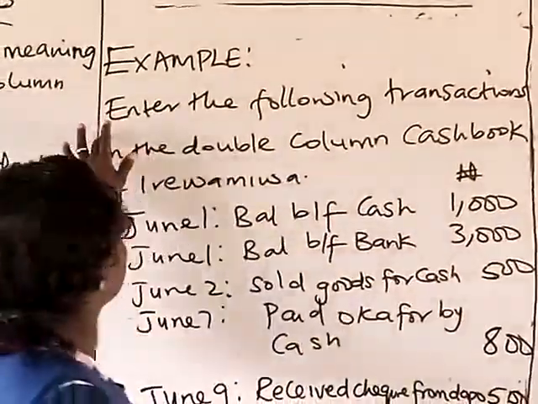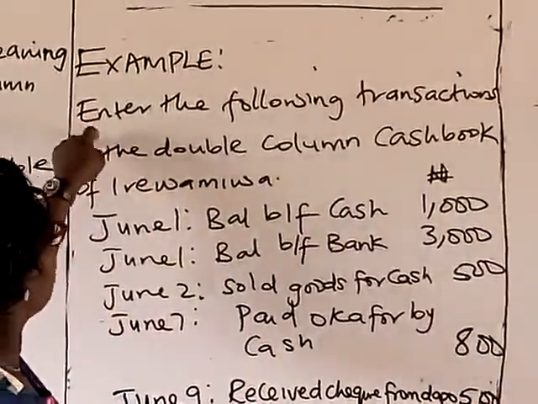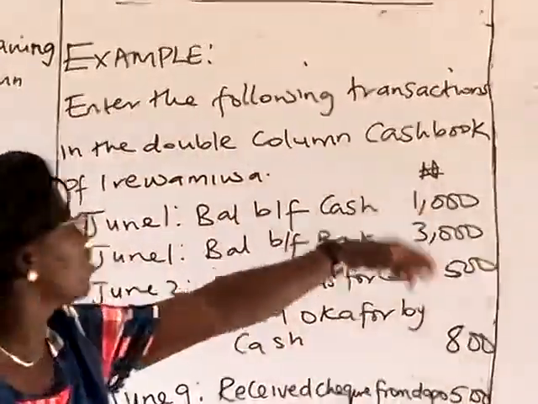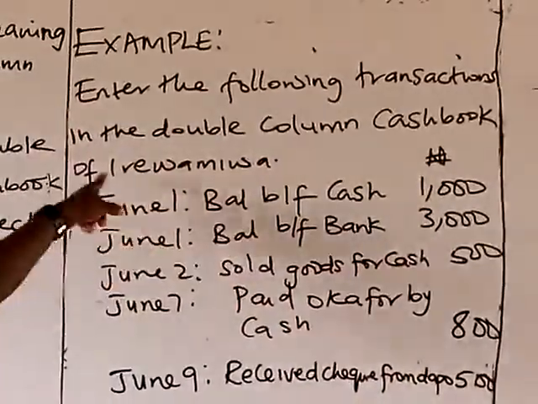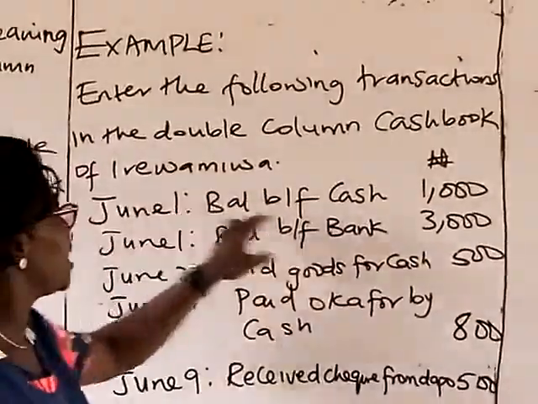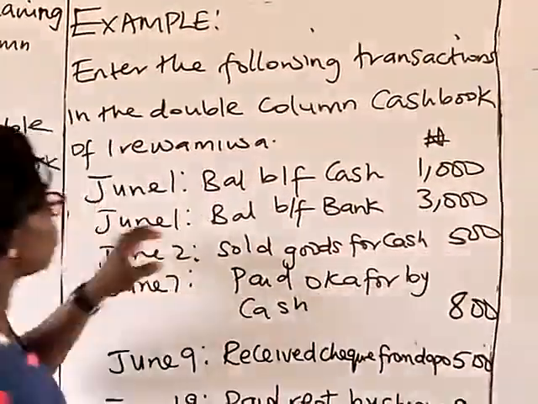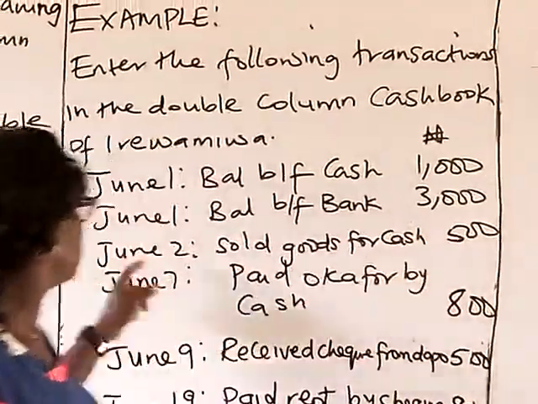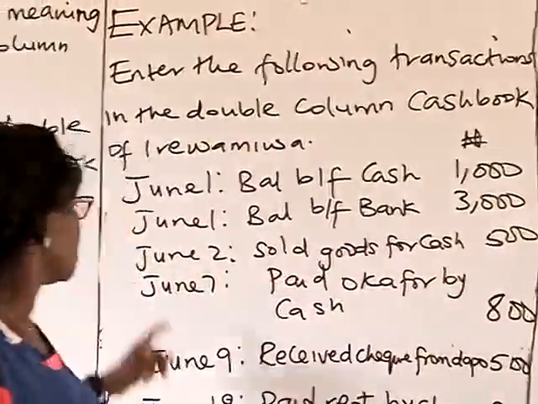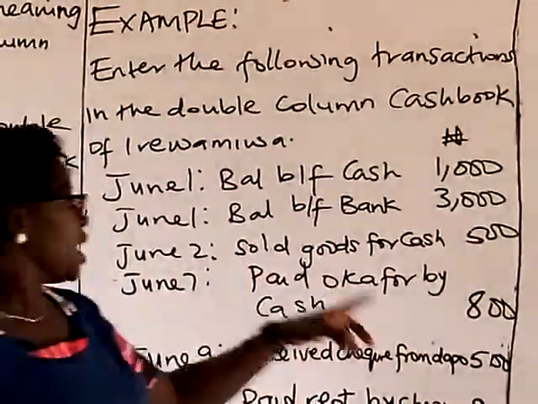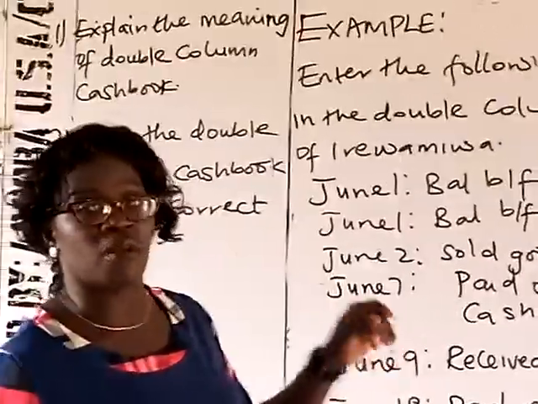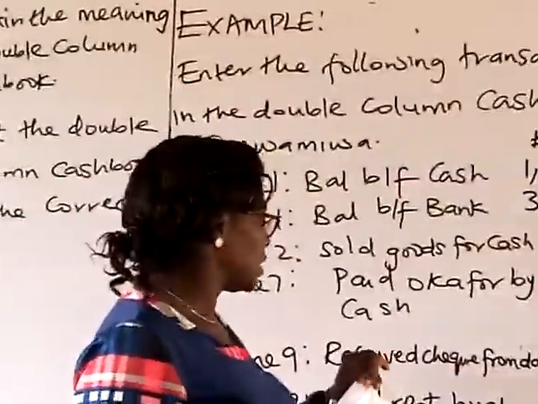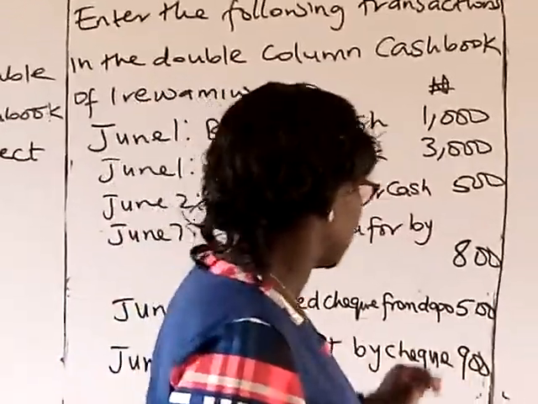So then this is an example that we want to solve now. We are asked to enter the following transactions in the double column cash book of Iremi Wamiri. June 1 balance brought forward cash 1,000. June 1 balance brought forward of bank 3,000. June 2 sold goods for cash 500 naira. June 7 paid Okafor by cash 800 naira. June 7 received check from Dapo 500 naira. And June 19 paid rent by check 900 naira.